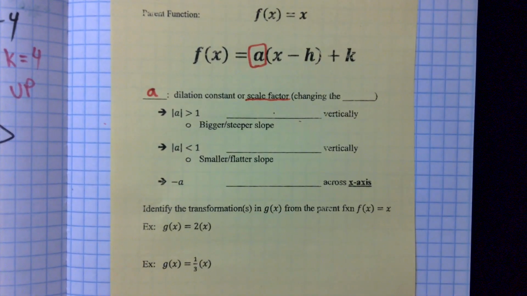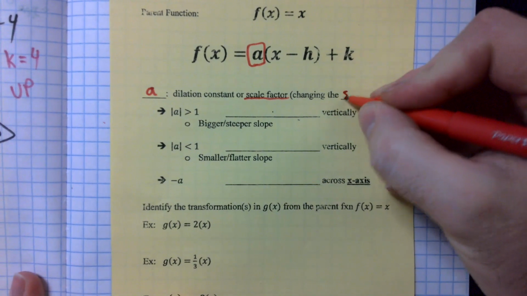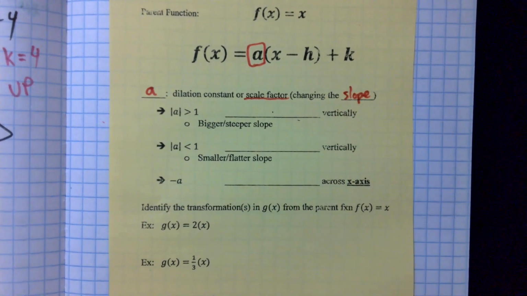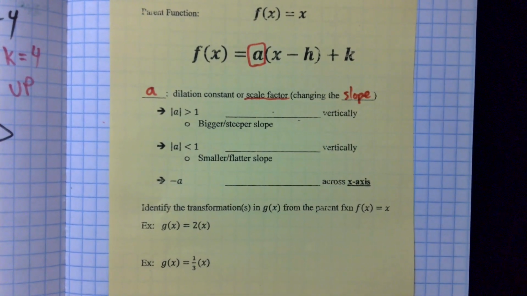So when I was translating my functions, I wasn't changing the slope or the angle of my line. I was just taking my line and shifting it up, down, left, right. But if I dilate something, I'm making it bigger or smaller, I'm changing the size of my line's slope. Okay?